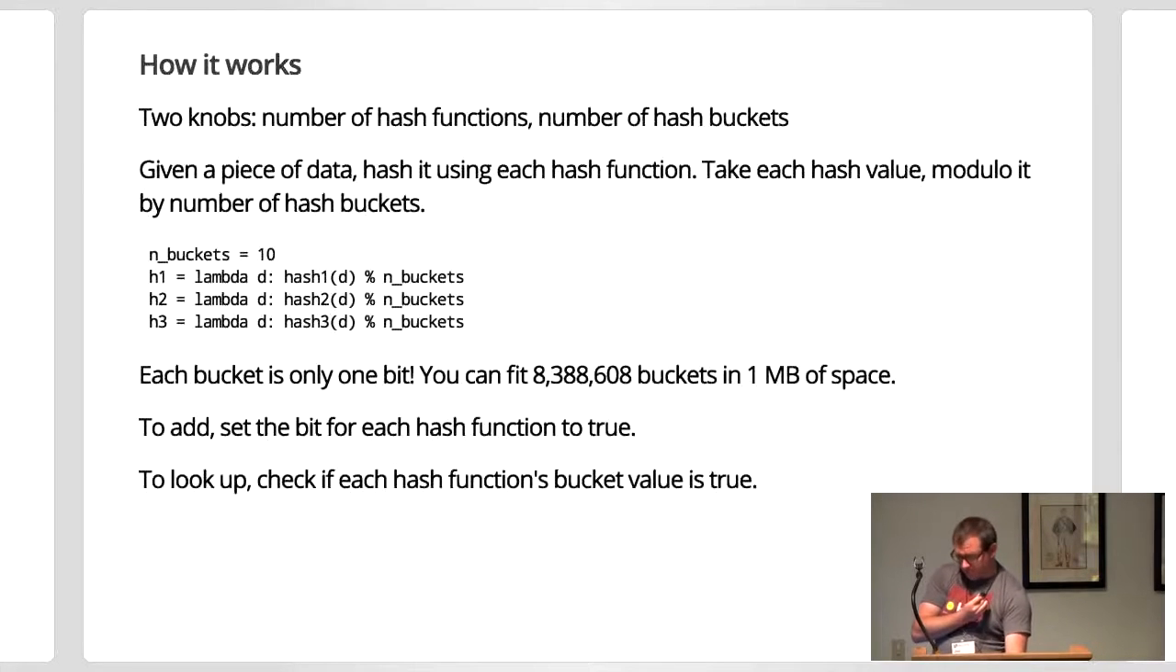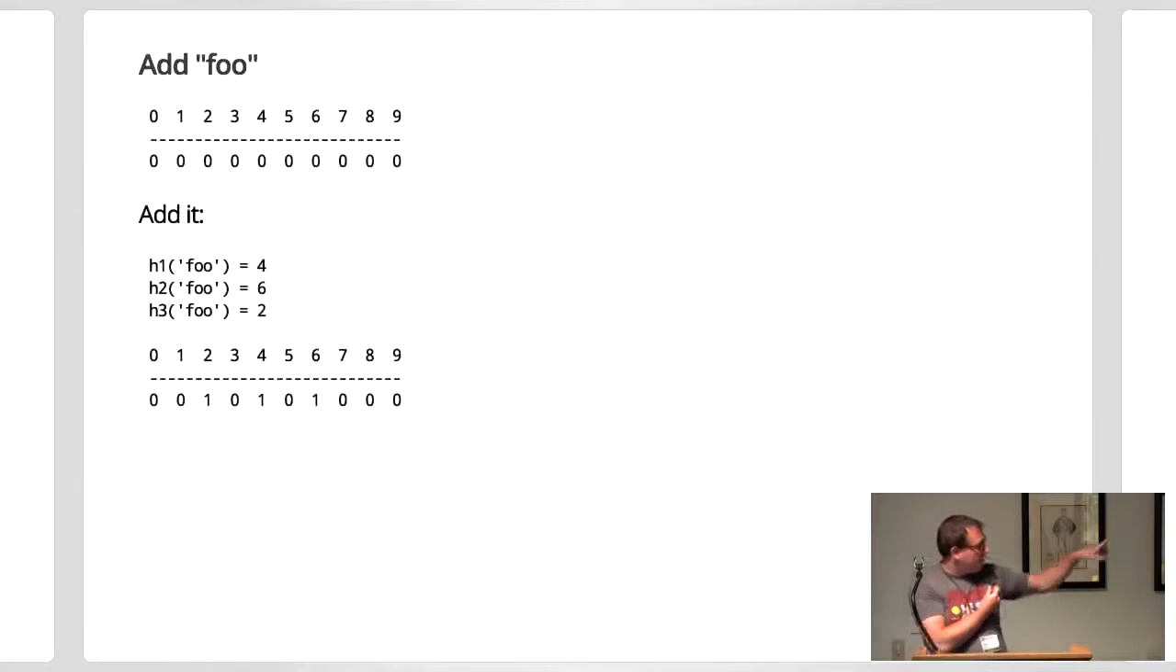So I'm going to run through a quick example. Up here we have basically 10 buckets. Right now the default state is they're all false. We're going to add this value foo to it. We have 3 hash functions. And so we get 4, 6, and 2. So at the bottom, you can see that bit 2, bit 4, and bit 6 are all switched on.